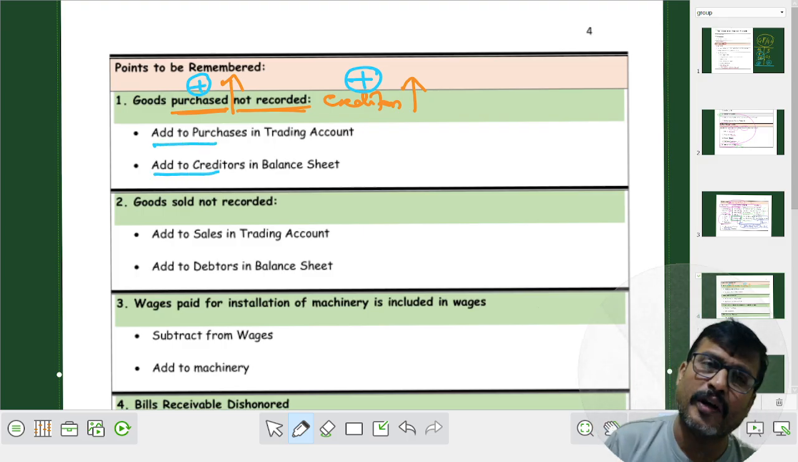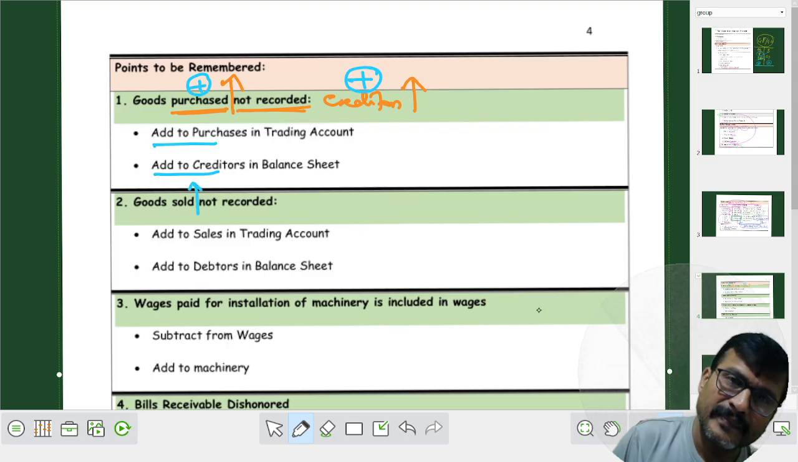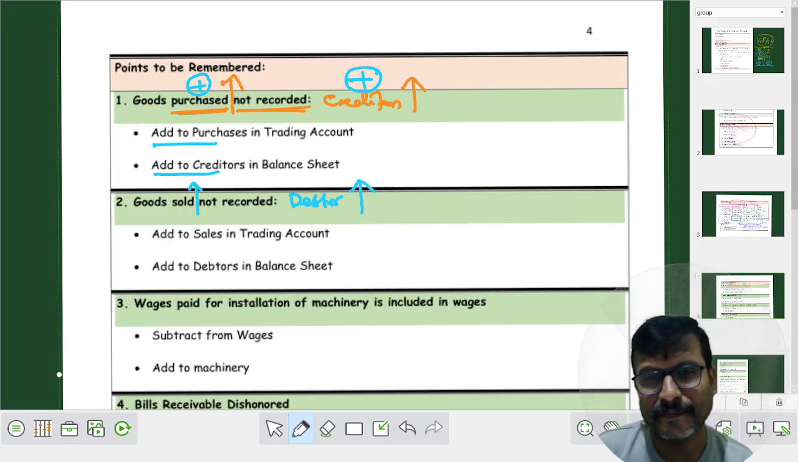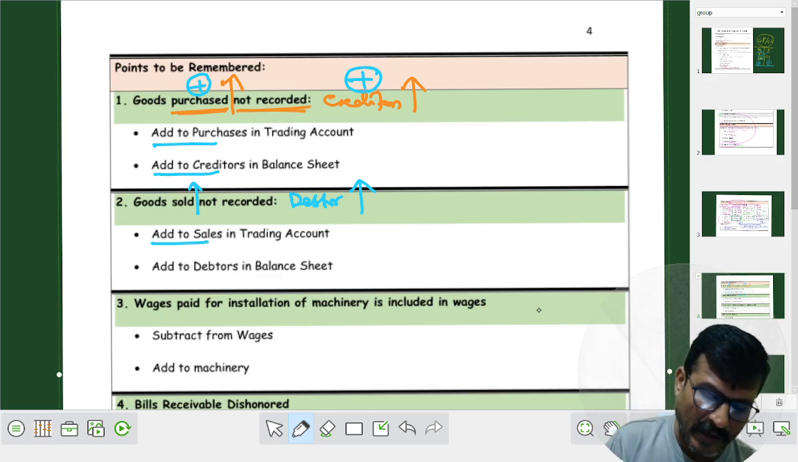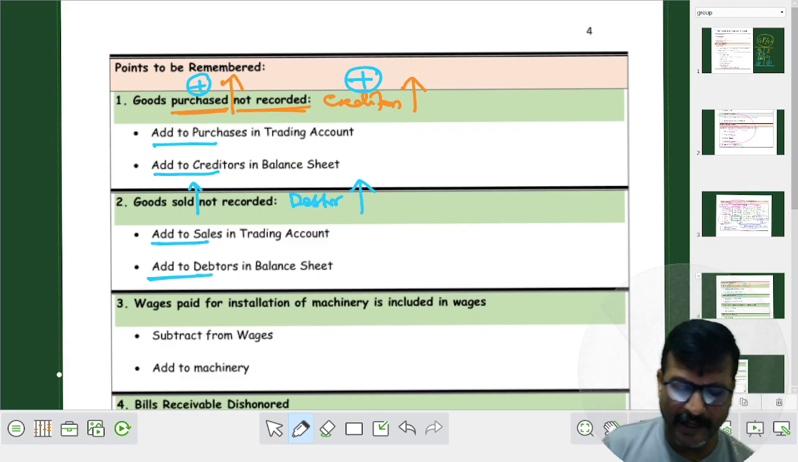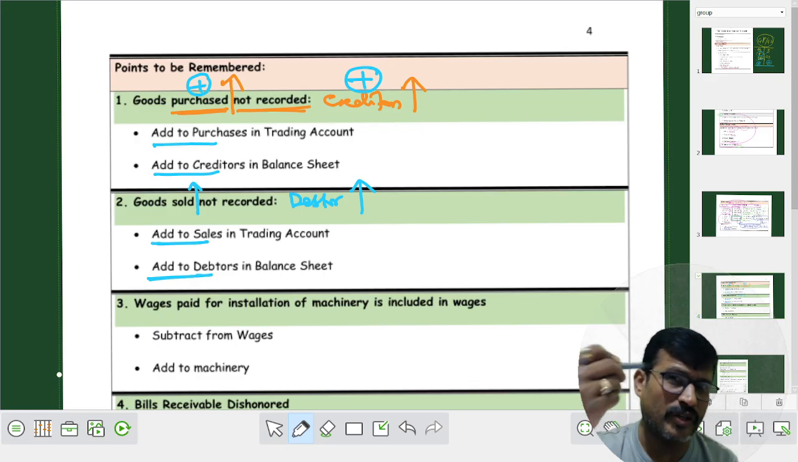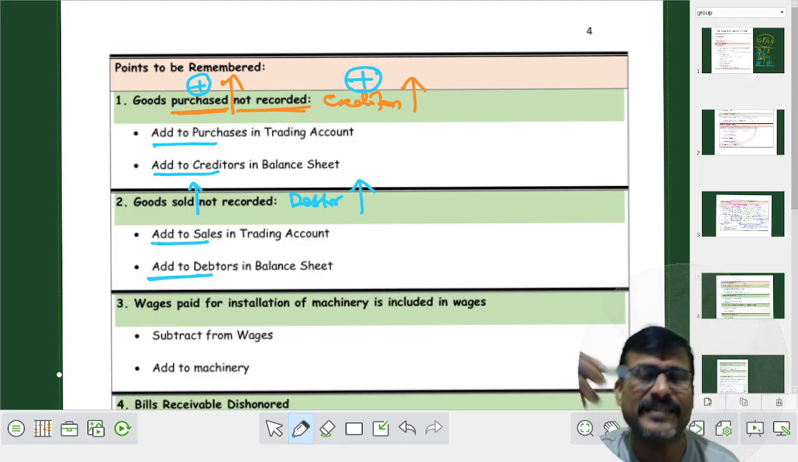Goods sold not recorded. When you sold the goods, your sales as an income increases. Your debtors also increase. Sales increased means income increased. So we have to add to the sales, we are supposed to add to the debtors. Are you getting my word? Purchased goods but not recorded: increase the purchases, increase the creditors. Goods sold but not recorded: increase the sales, increase the debtors.